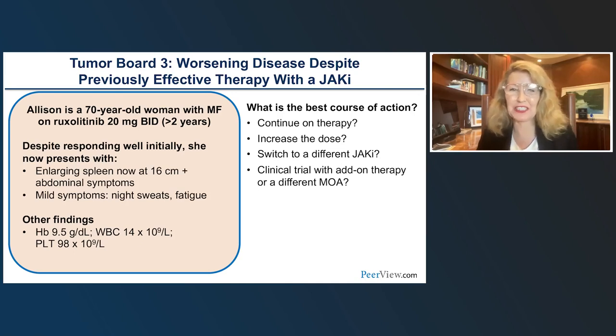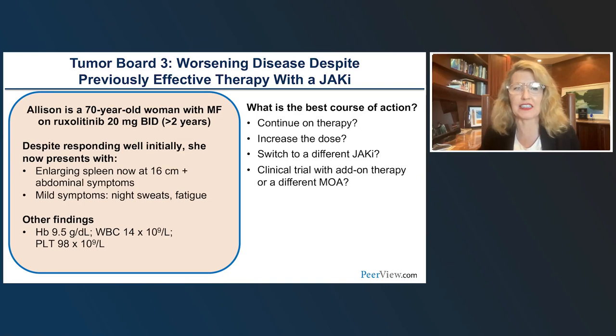So here's our third tumor board question: worsening disease despite previously effective therapy with a JAK inhibitor. As Ruben and John were mentioning, there are many choices now. We know that you really want to refer your patient to a hematologist who actually sees a lot of patients with this disorder that affects 1 per 100,000 people in this country.